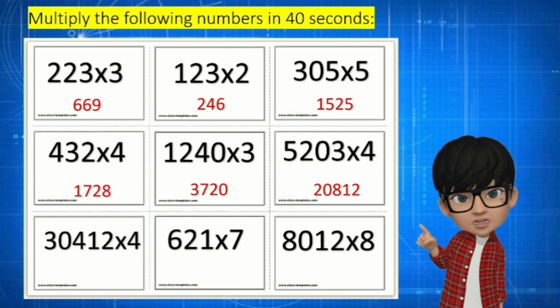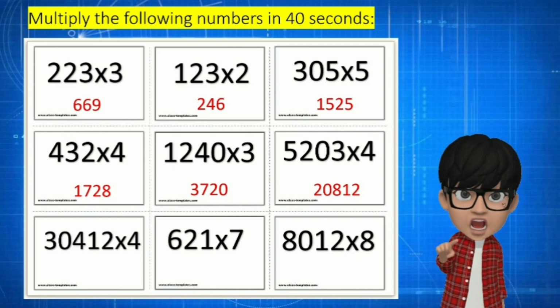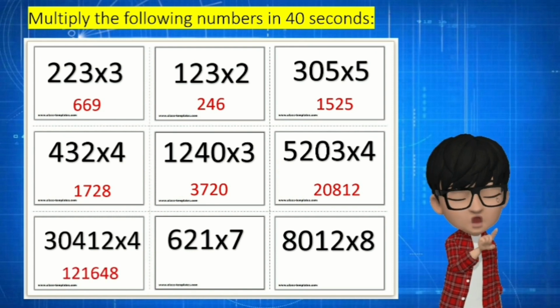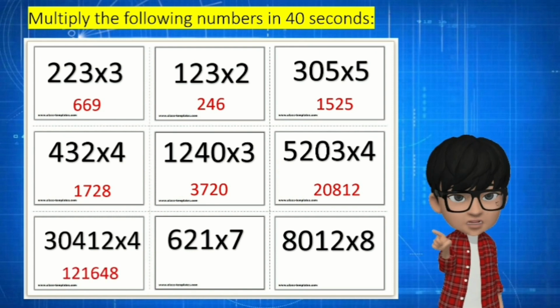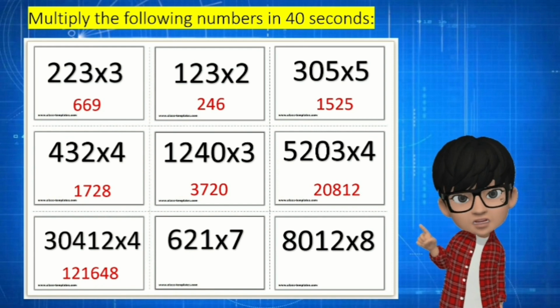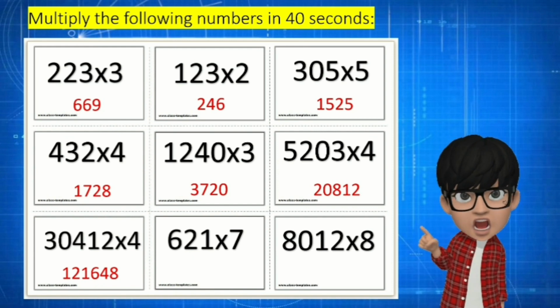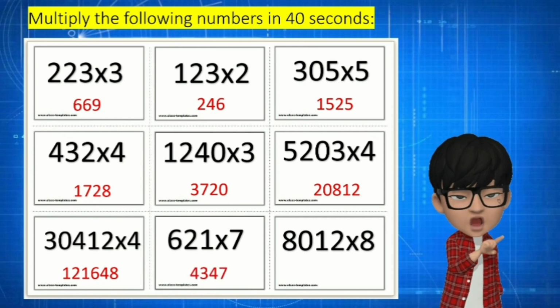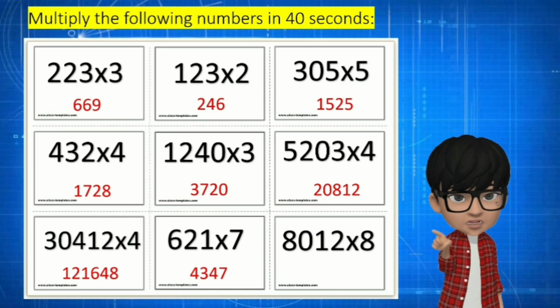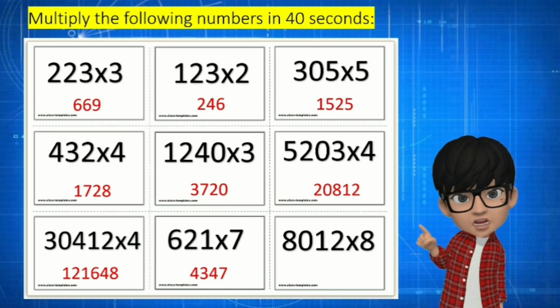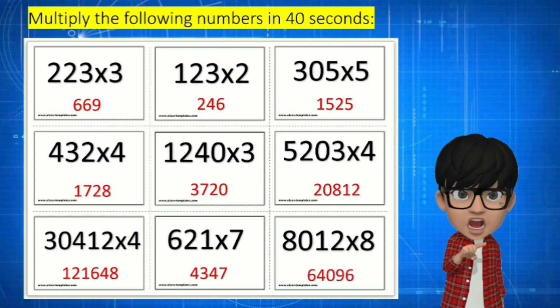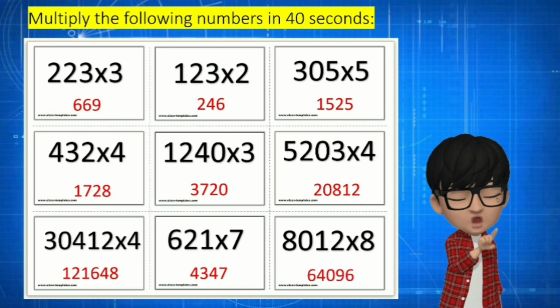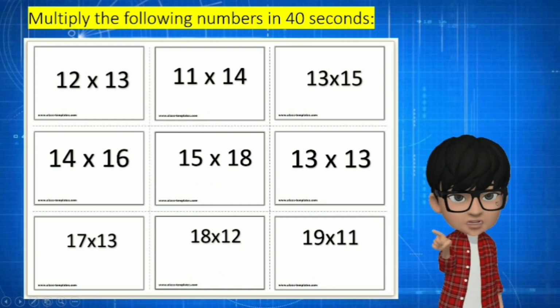Then we have number 7, 30,412 times 4. The product is 121,648. For number 8, we have 621 times 7. The product is 4,347. And for the last number, we have 8,012 multiplied by 8. The product is 64,096.